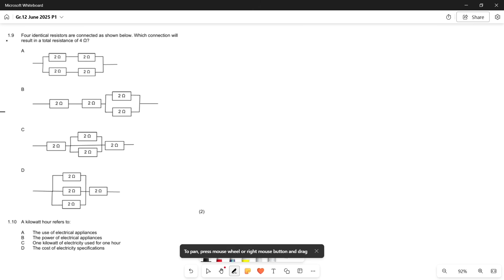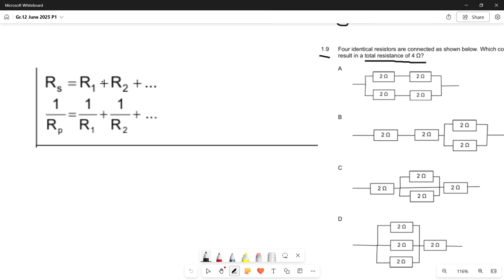Cool. And then 1.9 over here, there was an error on the memo, as they said the answer was C, but we're still going to break down the section and the thinking and theory used behind it. But it says 4 identical resistors are connected as shown below, which connection will result in a total resistance of 4 ohms. So we have a couple of formulas here. We have our resistance in series, R1 plus R2 plus however many resistors in series there are. And then our resistance in parallel, 1 over RP equals 1 over R1 plus 1 over R2, etc.